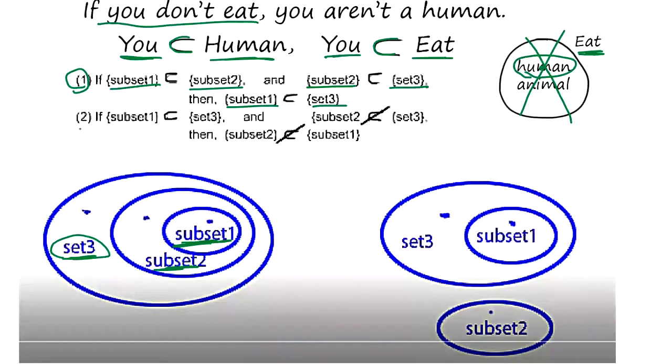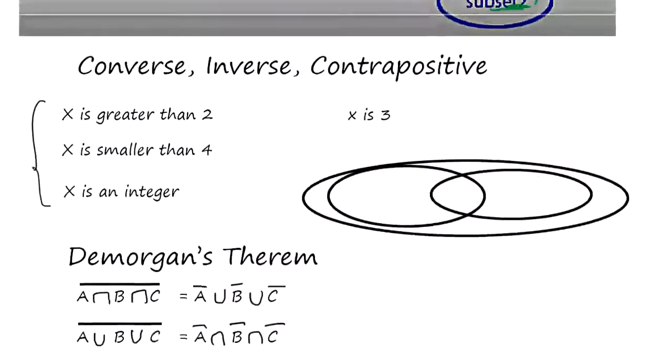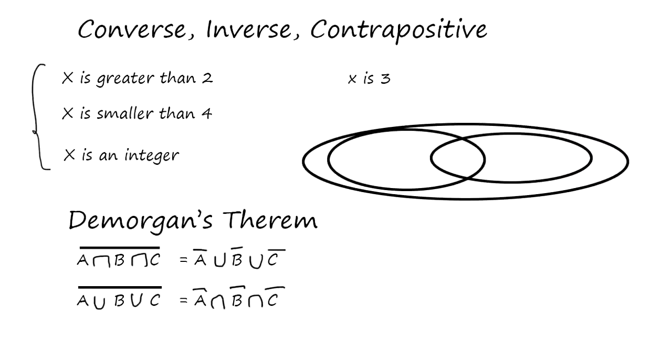Now, the second one is, subset 1 belongs to subset 3 and subset 2 doesn't belong to subset 3. Then subset 2 doesn't belong to subset 1. It's no relation. We don't need the proof for that. Now, we talk about the converse, inverse, and contrapositive of the statement. A statement is either true or false.